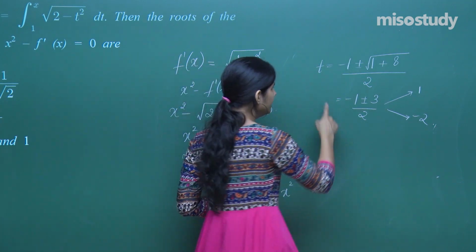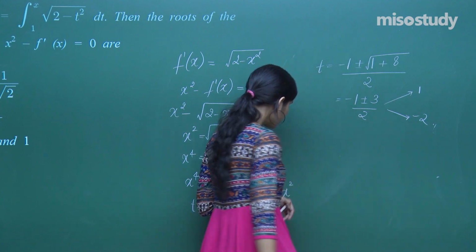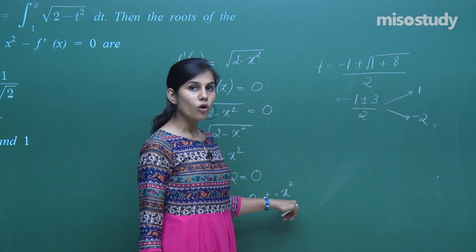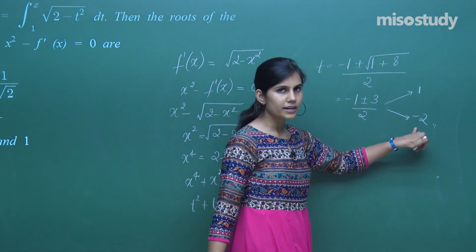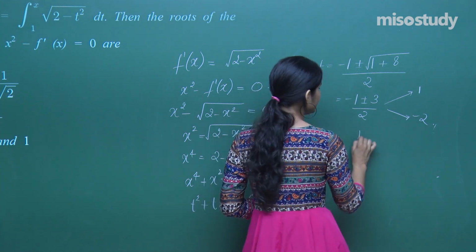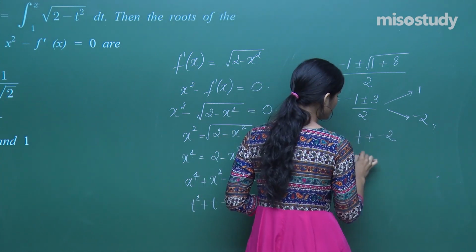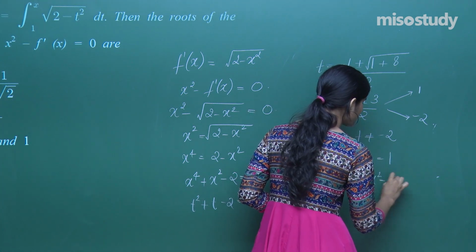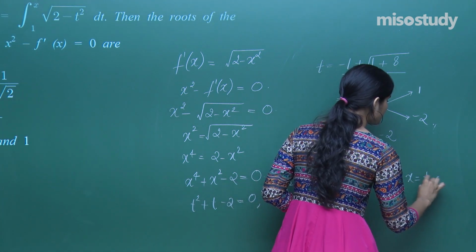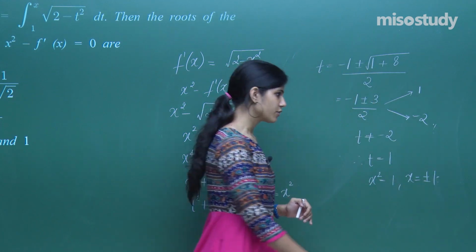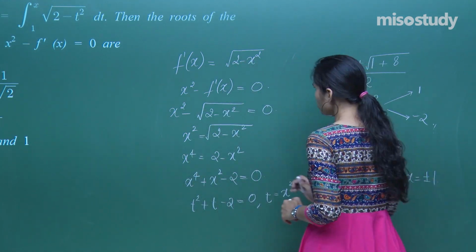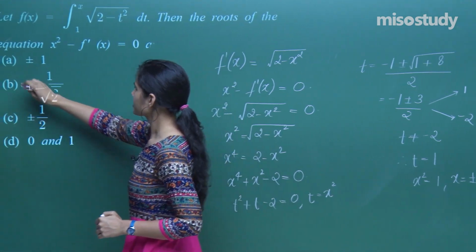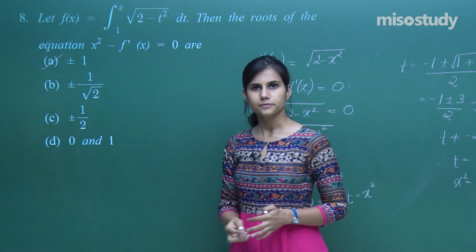T is 1 and t is minus 2. T is x square, and x square is always non-negative. It can never acquire a negative value. So that means t cannot be equal to minus 2. Therefore, t is equal to 1. That means x square is 1, so x is plus minus 1. So the roots of x square minus f dash x are x equals plus and minus 1.